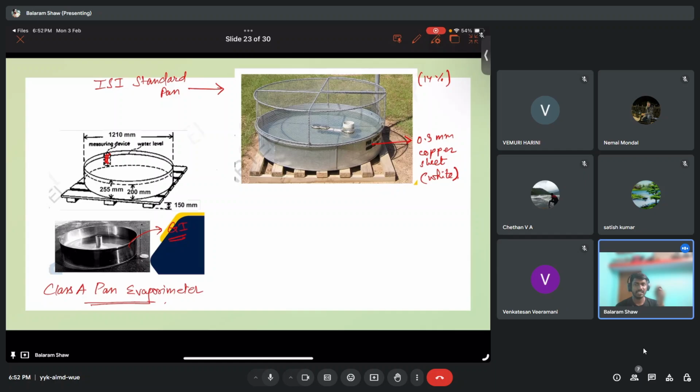So the next question was, what is the improvement that you can make in this ISI standard pan now? Anyone? Okay, so what we can see is that whatever evaporation we are seeing will be from maybe a lake or maybe big water bodies like reservoirs or something like that, right? So in that case it is not floating in the air, right? So it will be in the ground.